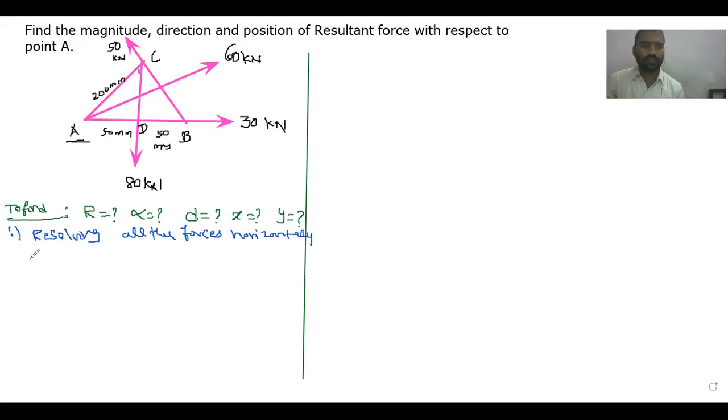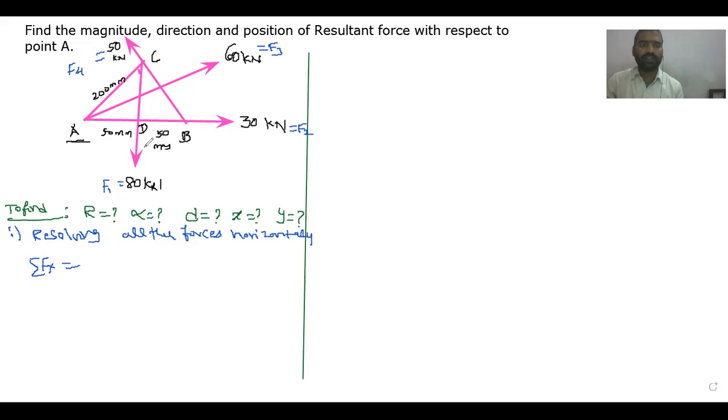Okay, so what is a horizontal force? That is sigma Fx. So this sigma Fx is equal to, first I will take this force as F1 force. Okay, so this is F1, and I will take this as F2, and this as F3. It is my convenience, I am taking F3, and this one is F4. Okay, so next, what is to be done?